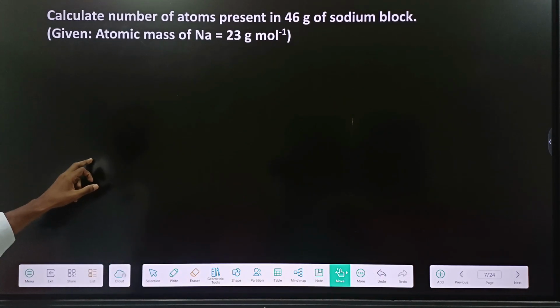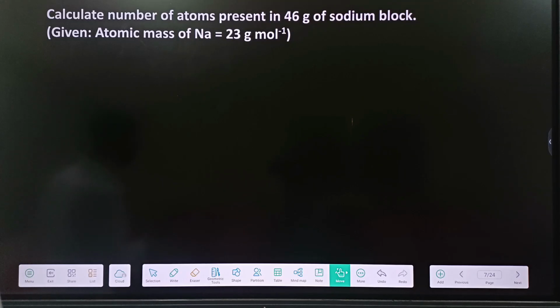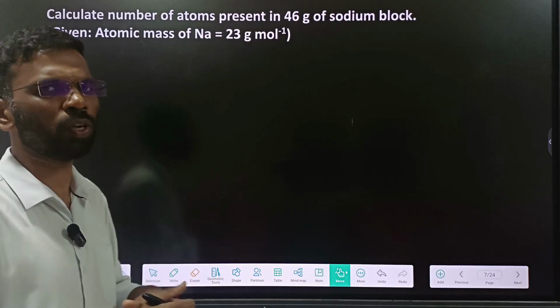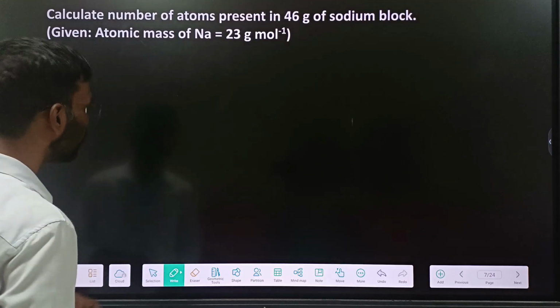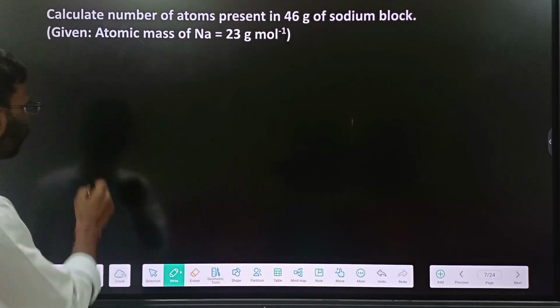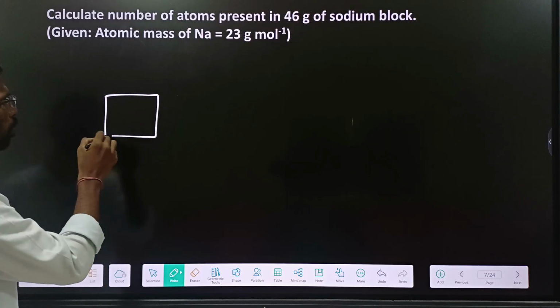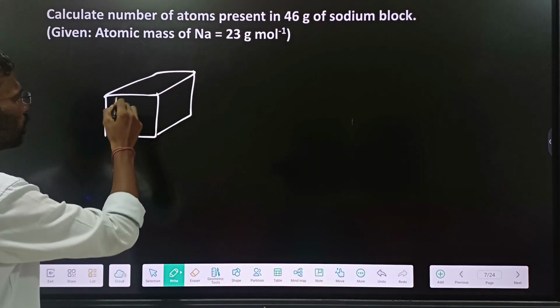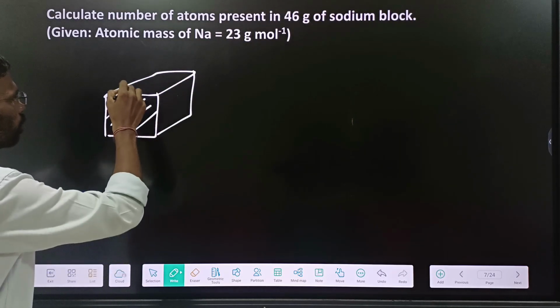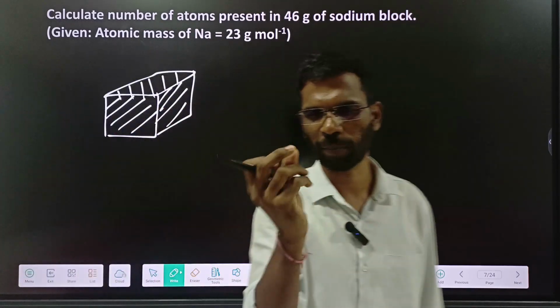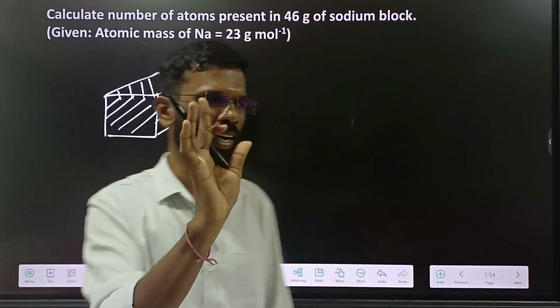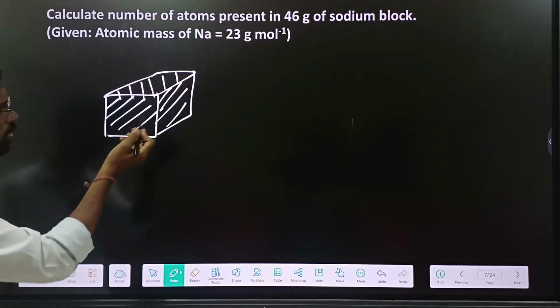Over here the question given is: calculate the number of atoms present in a 46 gram sodium block. The atomic mass of sodium is given to be 23 grams. Understand? You have the sodium block. Everyone must have seen sodium. It is always kept in kerosene in a lab. It is small, the texture is like paneer, a silvery white metal. So this is sodium.